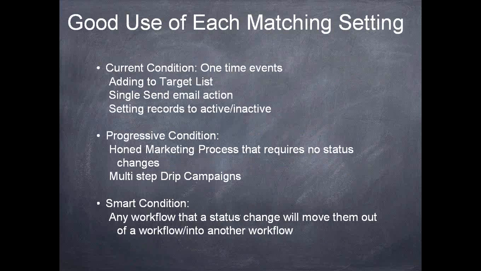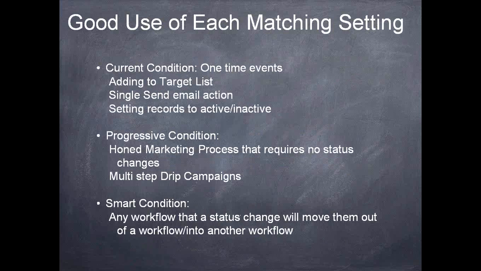For progressive conditions, these are more for really honed marketing processes. You will likely want to use the progressive condition as a matching option if you are not leaving any room for profile changes for your automation workflow. Any profile change that relates to a condition in your workflow will result in an early ending for that record.